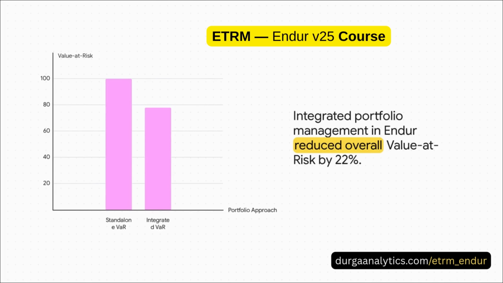And here is the hard, quantifiable financial benefit of that integrated approach. By modeling and managing all these diverse contracts inside a single Endur portfolio, the risk desk can actually see the natural offsets and hedges between them. And running a portfolio-level value-at-risk simulation like you see here revealed a 22% reduction in overall market risk compared to just looking at each contract in a silo. That is a massive improvement in capital efficiency.